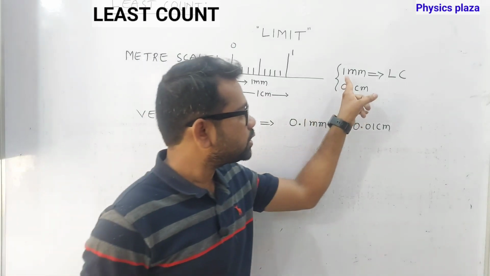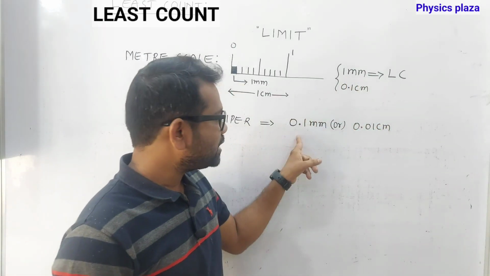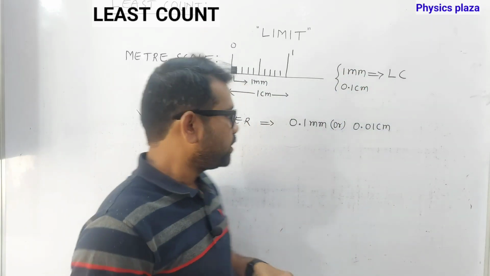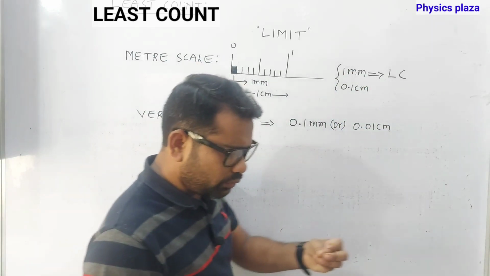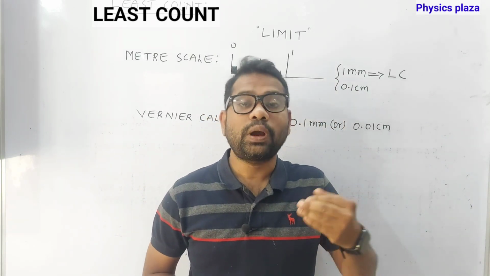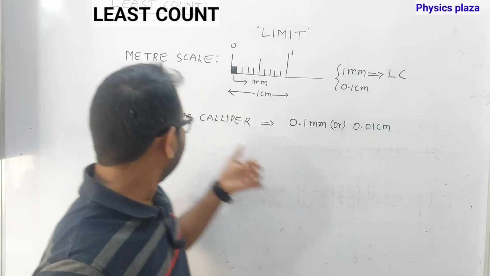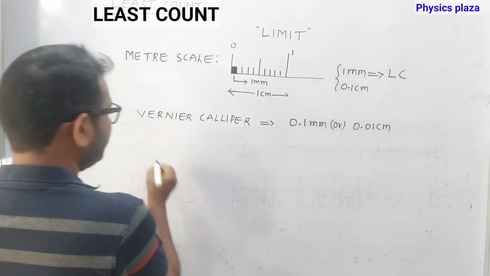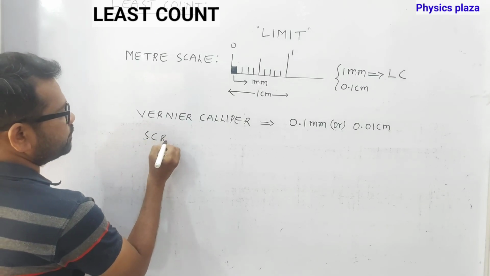Why? Here you can measure only up to 1 millimeter, whereas here we are measuring the length up to 1/10 of a millimeter. So if we have a situation where we want to measure a length less than 0.1 millimeter, then definitely the vernier calipers is not useful. There we will be using the screw gauge.